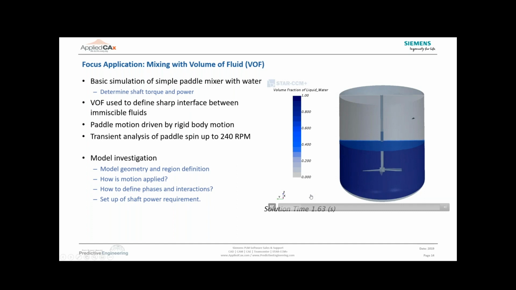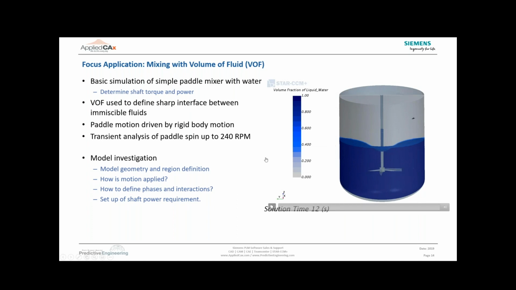So to get into this and give you a little demonstration of how you can set this stuff up in STAR, we'll look at our first application. It's shown here. This is just a simple vat mixture with a paddle. We're spinning it up to about 240 RPM. And as you can see, as it's spinning up, you have a well that's developing.